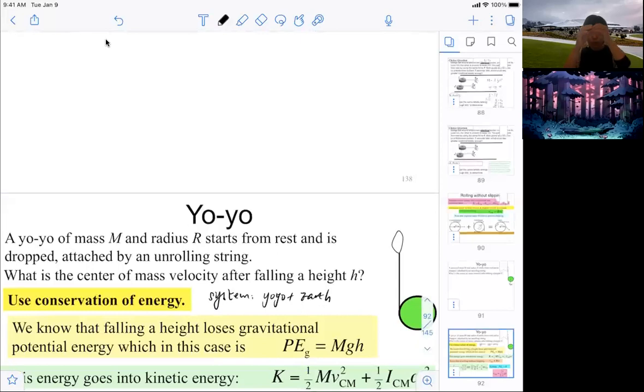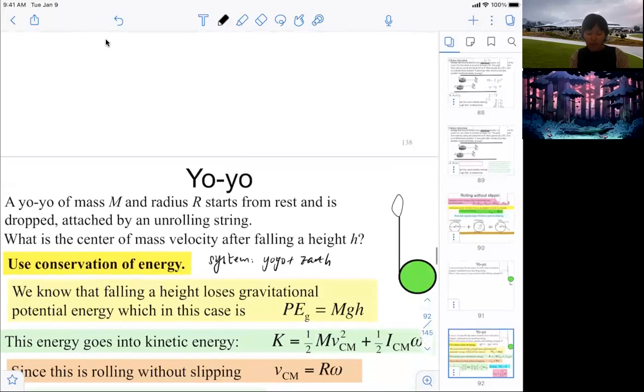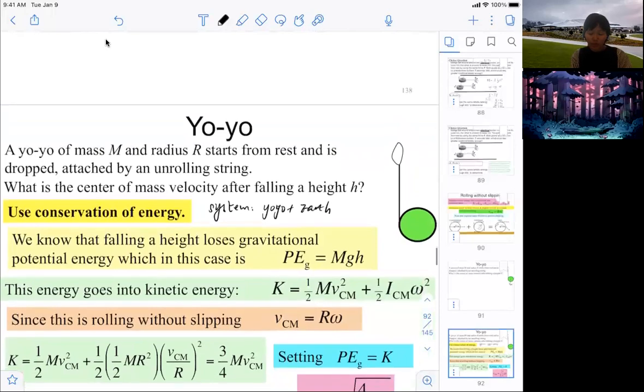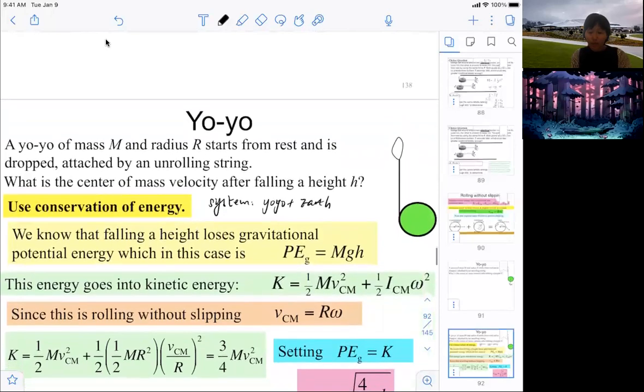And after it has dropped to the lower location, it has no potential energy, and your system has kinetic energy. Okay, so the kinetic energy is 1/2 mv squared plus 1/2 I omega squared, right? Two terms, because it's not just dropping, it's also rotating. So we add those two terms together. And this is rolling without slipping.